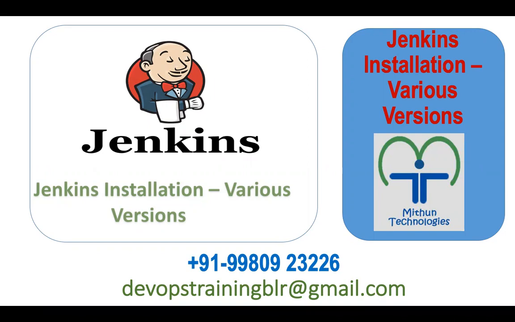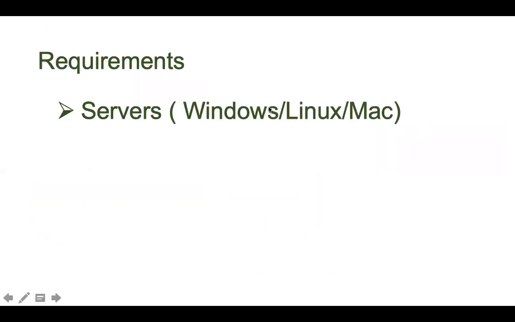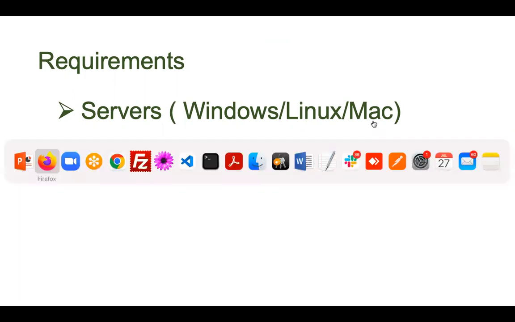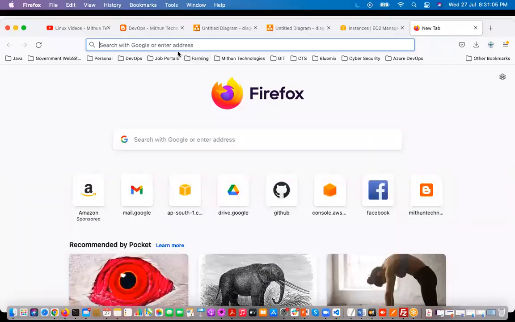Okay. So for installing Jenkins, what are the prerequisites? First, you should have a server, whether it may be a Linux server or Windows server or MacBook. Then you have to install Java. Java is the prerequisite software to install the Jenkins server. So first, let me create a Linux server.